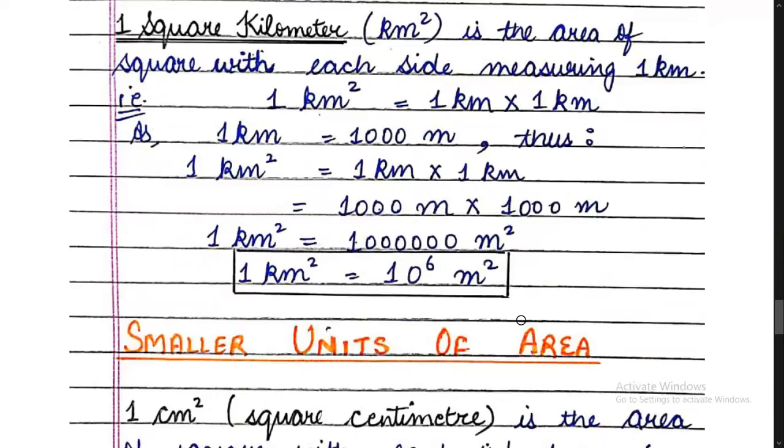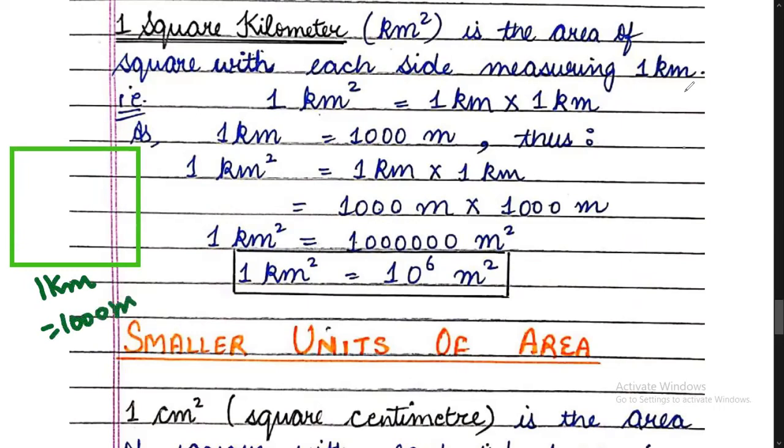Children, further coming to square kilometer. Kilometer square is the area of a square with each side measuring 1 kilometer. Now, what do we mean by kilometer? 1 kilometer means 1000 meter. Even the other length is also 1000 meter. So the area will be here 1000 meter multiplied by 1000 meter.